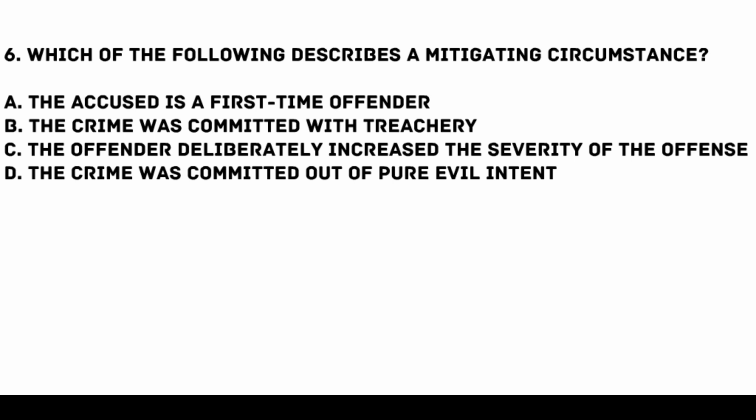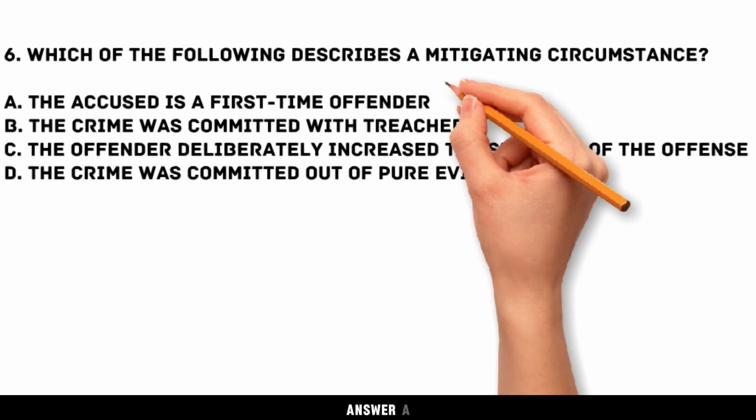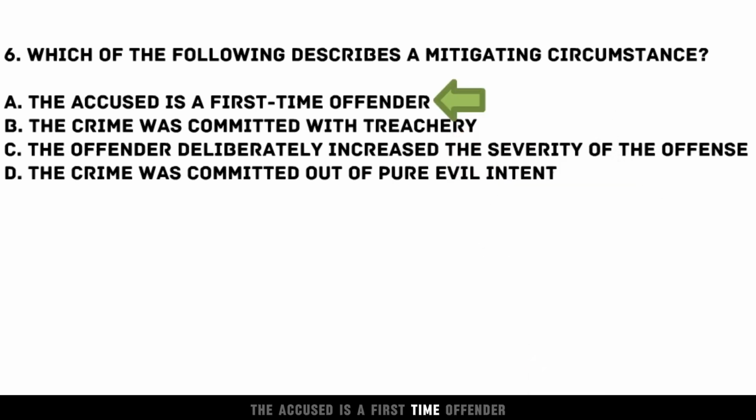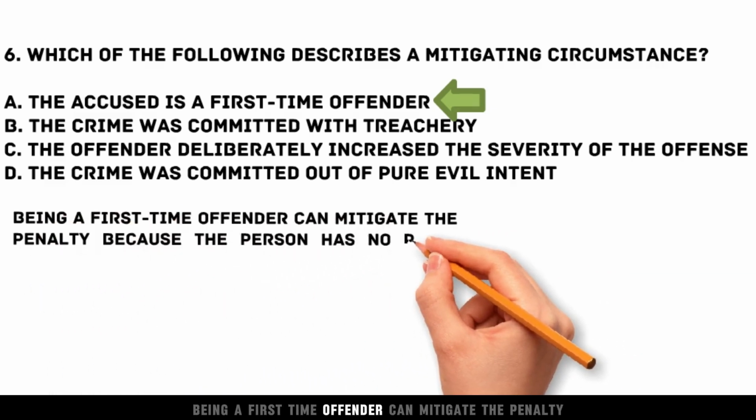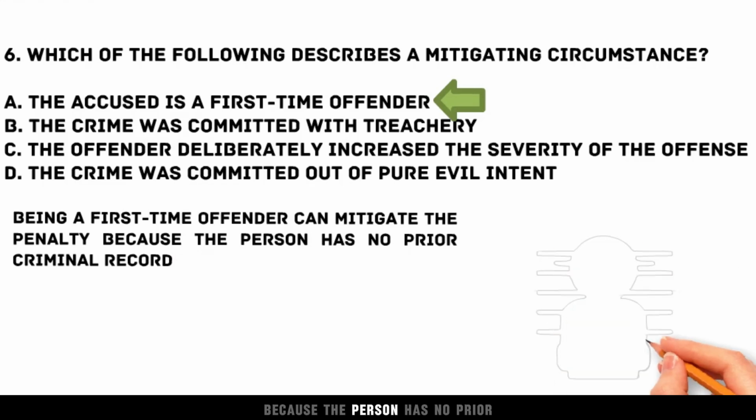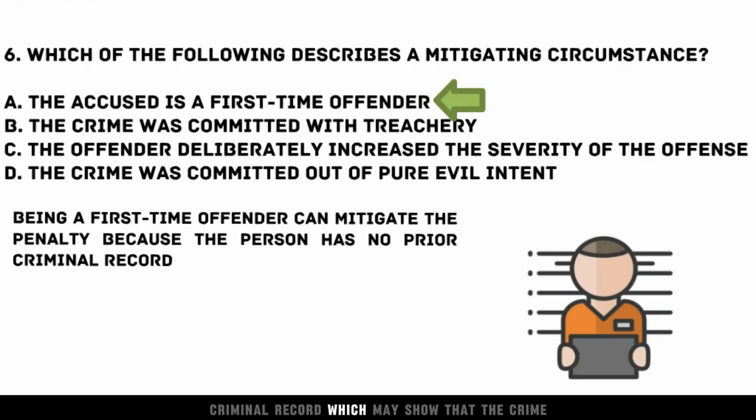Answer: A. The accused is a first-time offender. Explanation: being a first-time offender can mitigate the penalty because the person has no prior criminal record, which may show that the crime was not part of a habitual pattern.